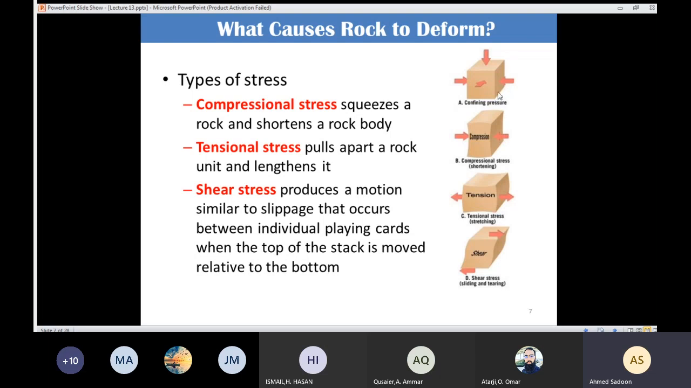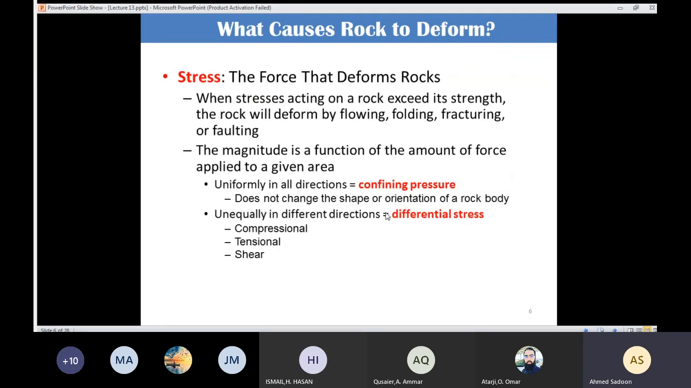So if you have a cube here made from rock, and it's subjected to stresses from all directions, the stress here is equal to the stress here and here and here. In that case, we are going to say that we are having confining pressure. So confining pressure means the stress is uniformly distributed in all directions, and as a result we are not going to have a change in the shape or the orientation of the rock body.